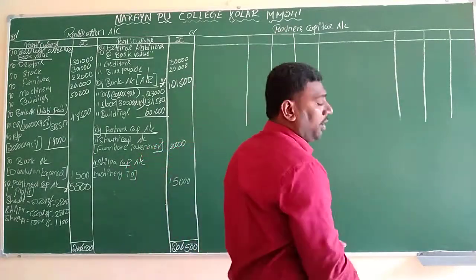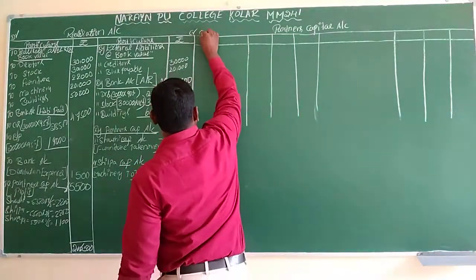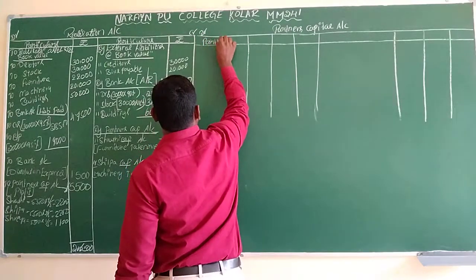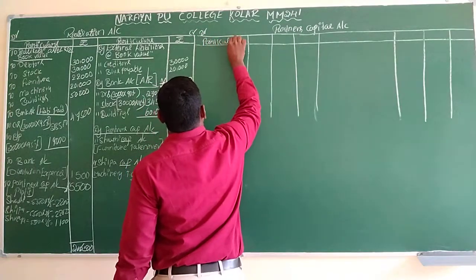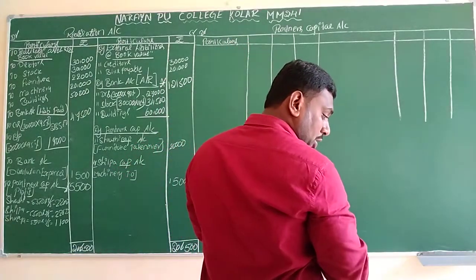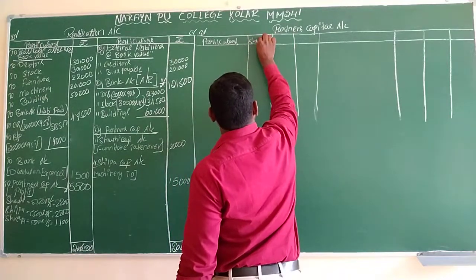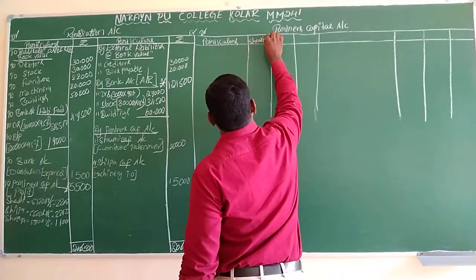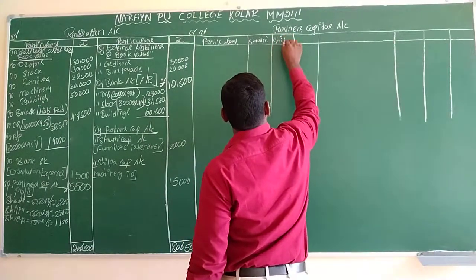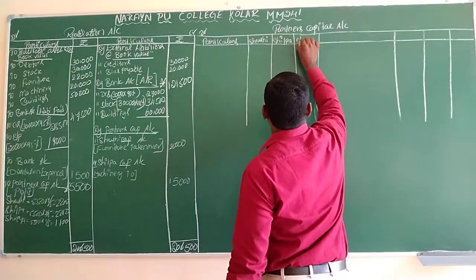And we will fulfill all the conditions we have recorded in the previous questions. On the debit side, we will write the particulars. So the first partner is Shruti, the second is Shilpa, and the third partner is Shreya.